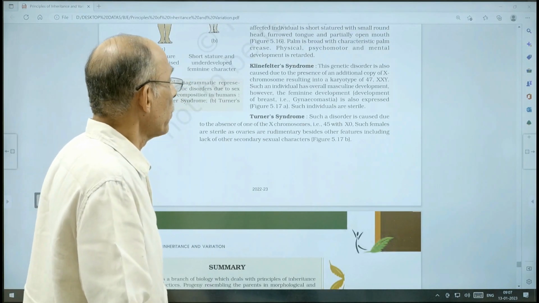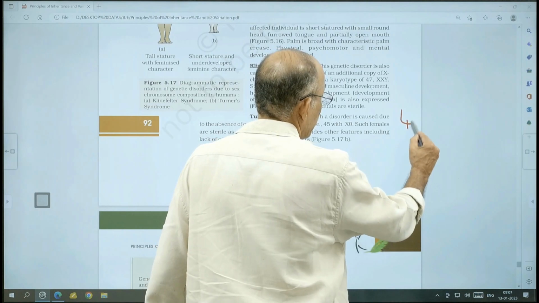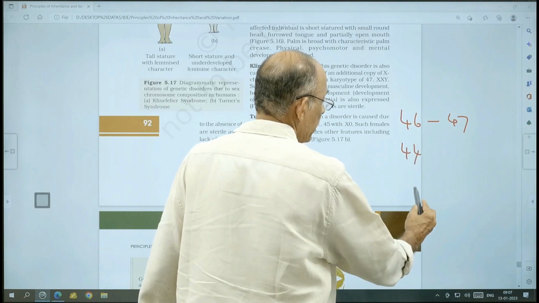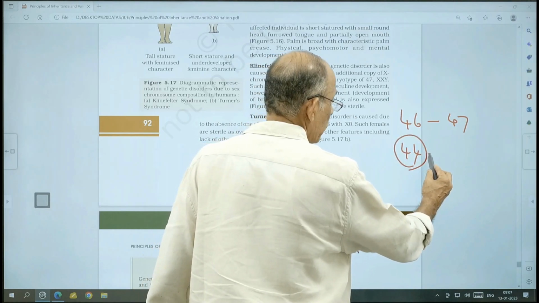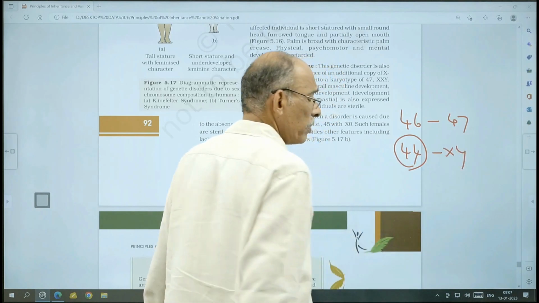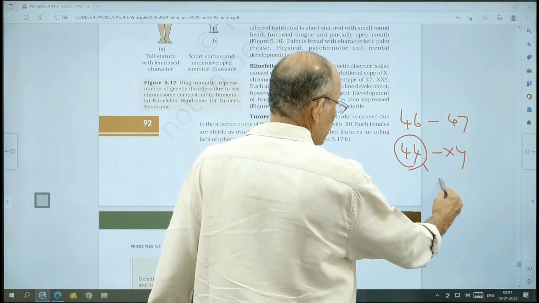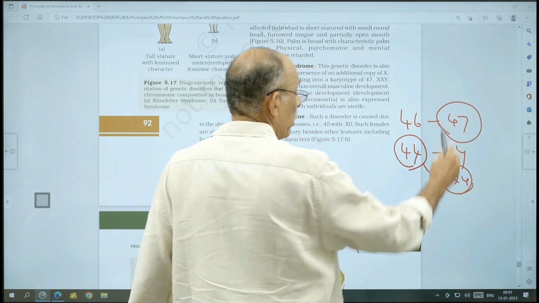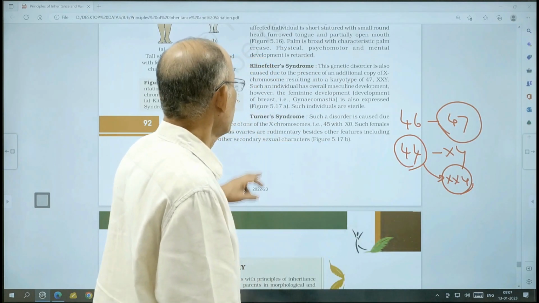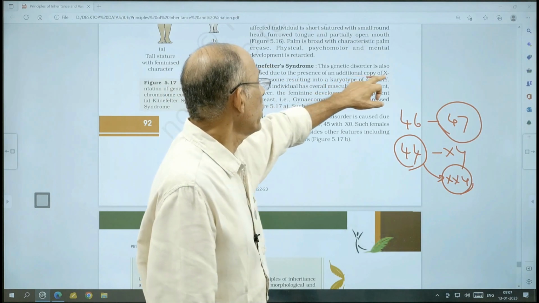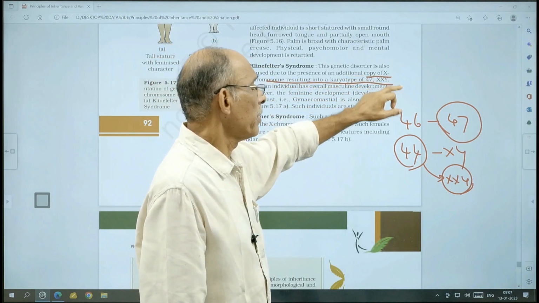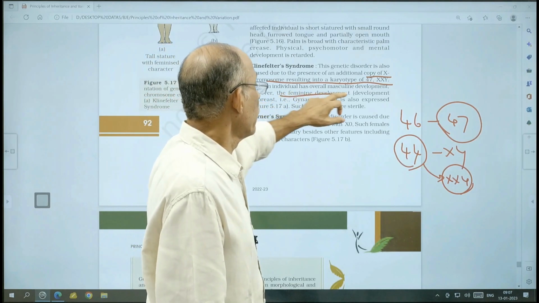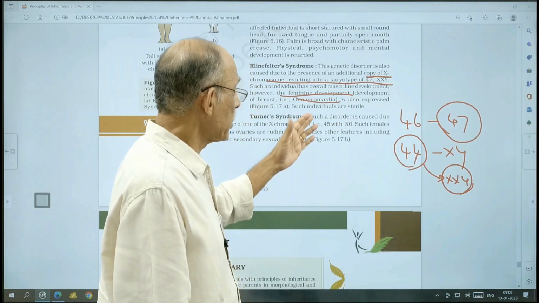In Klinefelter syndrome, instead of the normal 46 chromosomes, these individuals have 47 chromosomes. Normal males have 44 autosomes plus 2 sex chromosomes, XY. Instead, in this case there are 2 X and 1 Y chromosome, so the total is 47. This is Klinefelter syndrome, an addition of a copy of the X chromosome resulting in karyotype 47, XXY. There is masculine development, but also female development like gynecomastia, and the individuals are sterile.